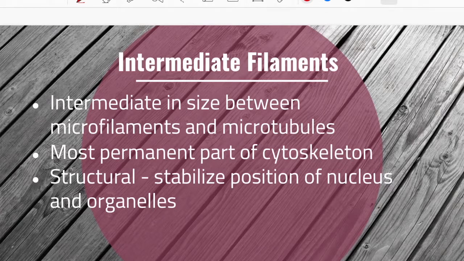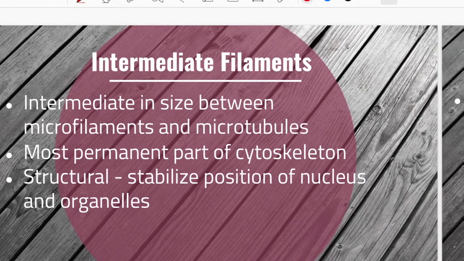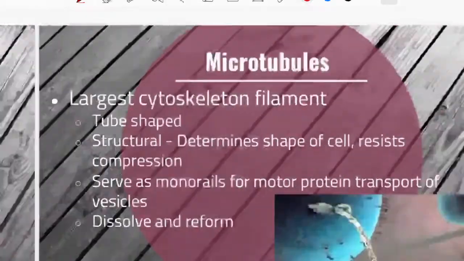Intermediate filaments are in between microfilaments and microtubules. They're the most permanent part of the cytoskeleton, so they're not going to change a whole lot, like the microfilaments moving towards something and the microtubules, which are essential in transport. These are mainly your structural filaments. They're going to stabilize the position of the nucleus and organelles and give it stability. It's important for helping to resist changes in shape.